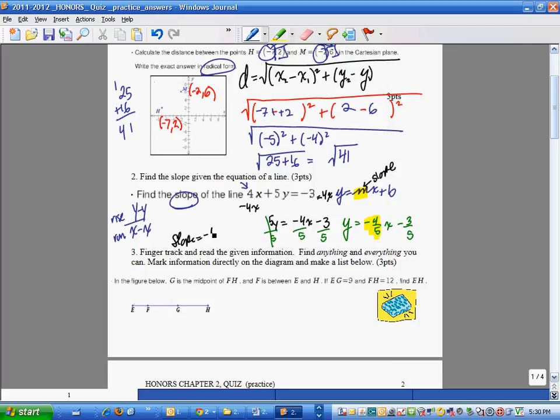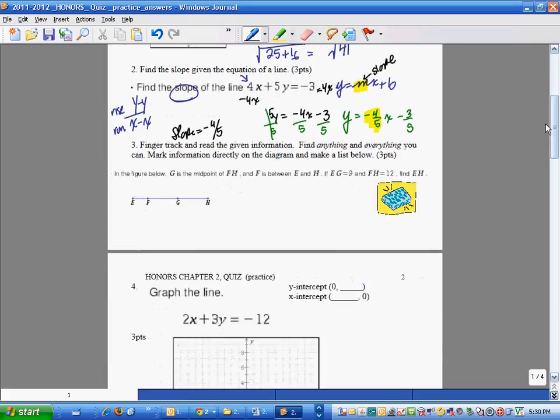It says finger track and read the information. Find anything and everything that you can find. It says in the figure below, G is the midpoint of FH, F is between E and H, EG is 9, and FH is 12. It says to find EH, but I'm going to just find everything to make it easy.